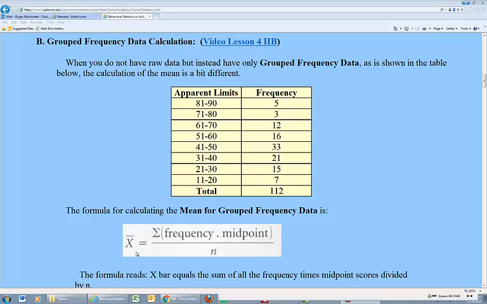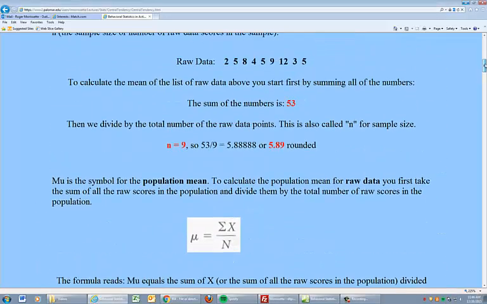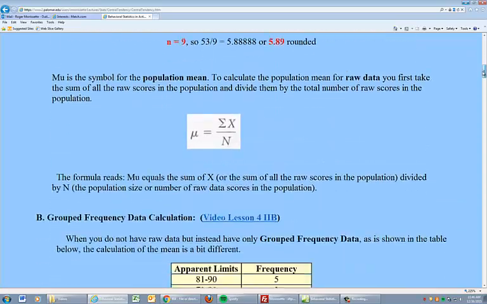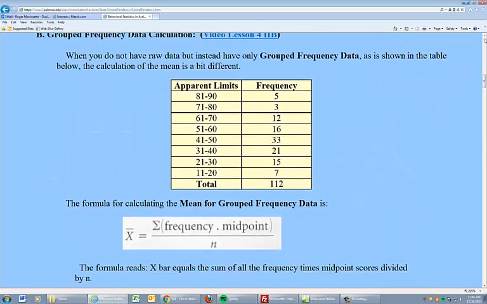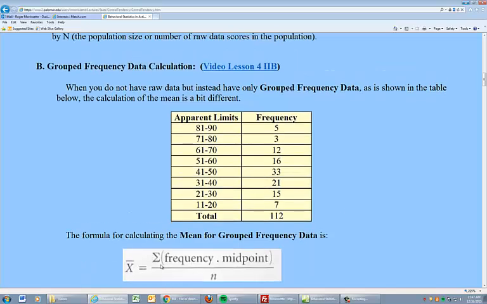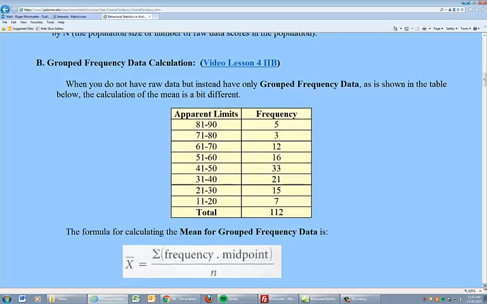There are only two formulas on the formula sheet you'll be given for the exam that have a mean, x bar, on it. One is for the raw score that we just did right above this one, right up here. And the other is for group frequency data right here. So this formula states that the sum of the frequency times the midpoints is in the numerator and the sample size is in the denominator. Let's see how we calculate this.